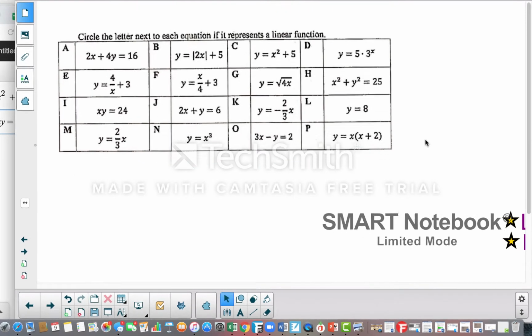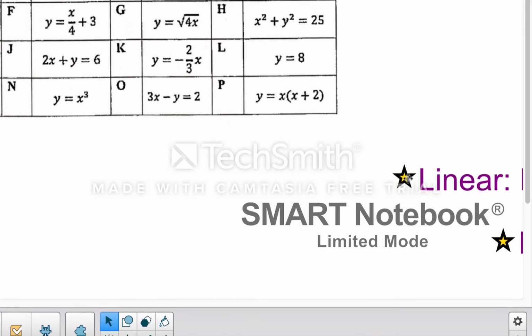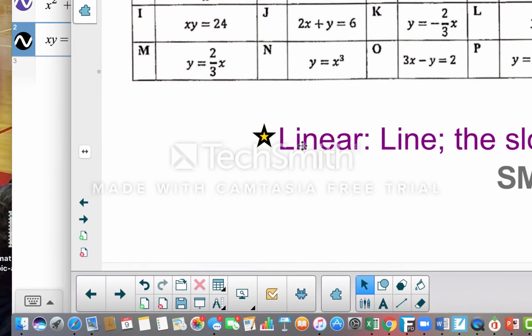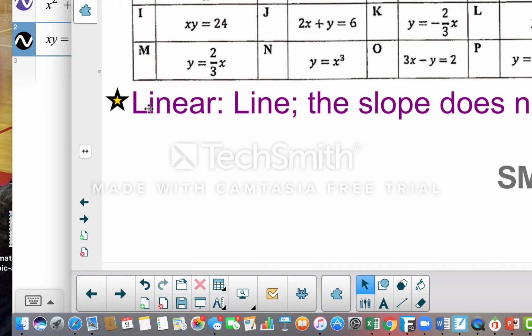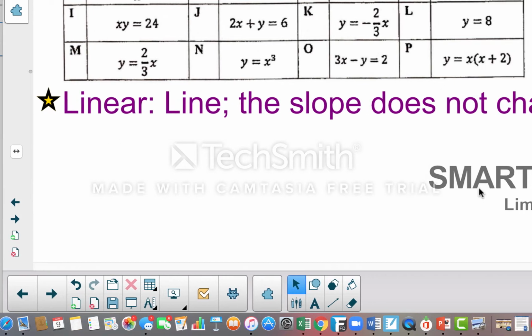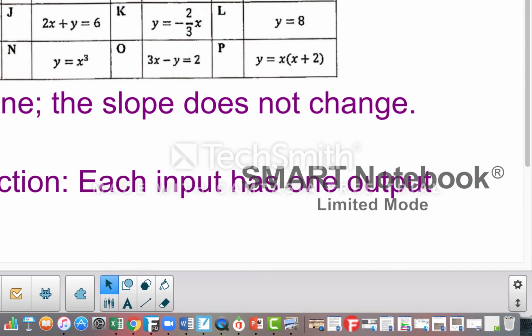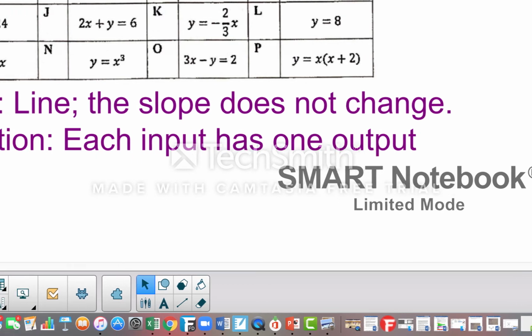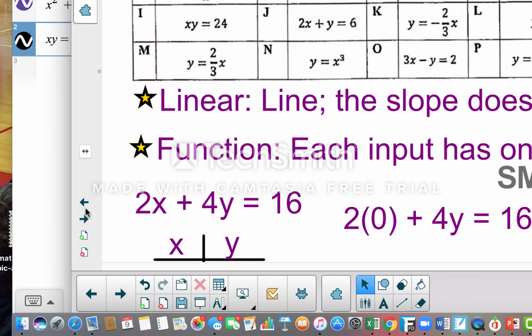So a linear function, that word linear, it comes from the word line. And you can see here, it's when the slope does not change. So, okay, that's linear. And of course, function just means each input has one output. So it's important to keep that definition in mind as we go forward here. So, yeah, linear in linear function.